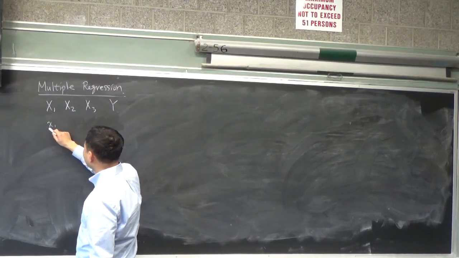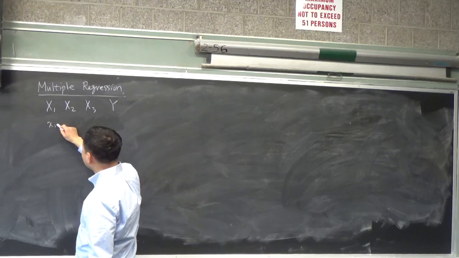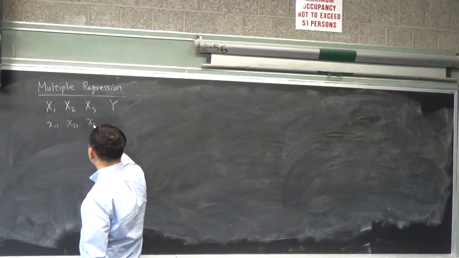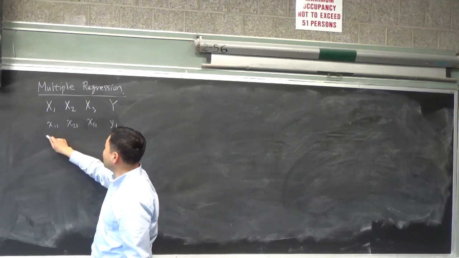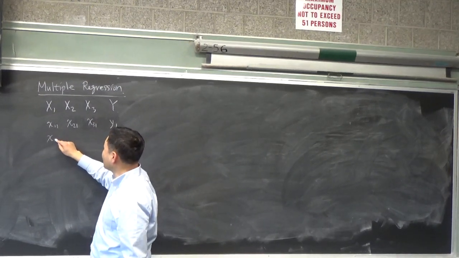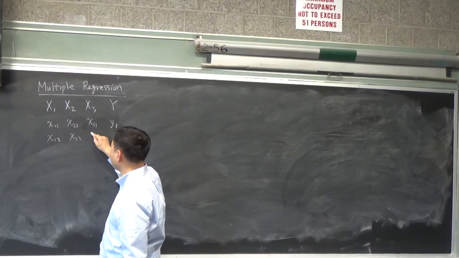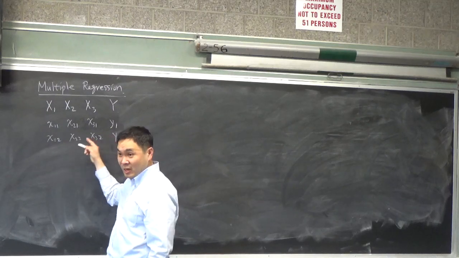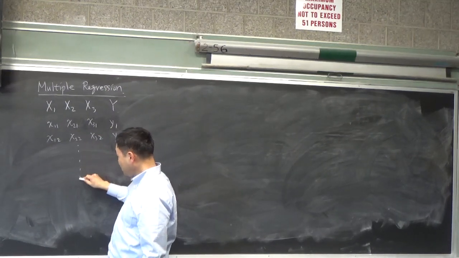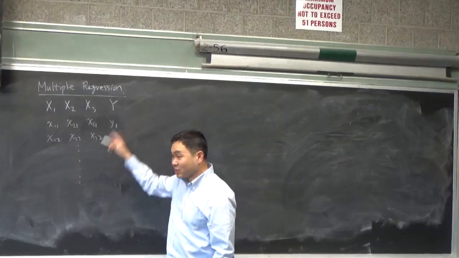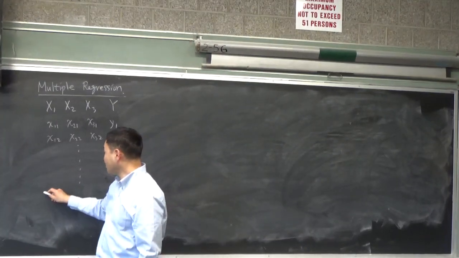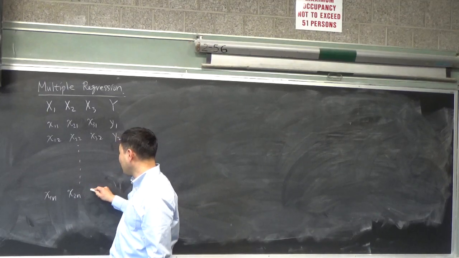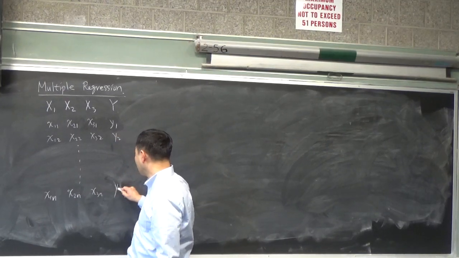I'll just do x1,1, x2,1, x3,1, and then y1. Then x1,2, x2,2, x3,2, y2, the next item in the data. Then we had like 35 lines, right? So we have something, x1,n, x2,n, x3,n, yn.